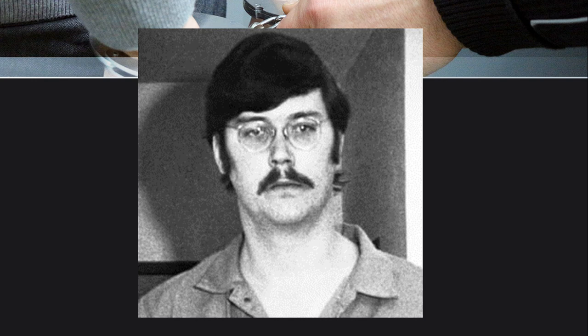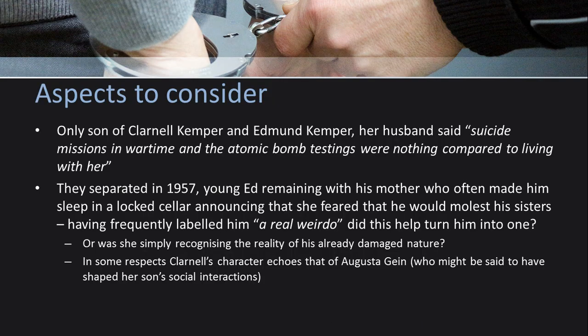But this guy, Kemper, is one of the few examples of someone who's committed horrific crimes who really did have a high IQ. Which goes to show that intelligence, or lack of intelligence, may not be the critical issue here in terms of self-control and impulse control in the story. Now, he's the only son, he had sisters, but the only son of Clarnell and Edmund, which, grandfather, father, son, Edmund is a family name passed down the generations.